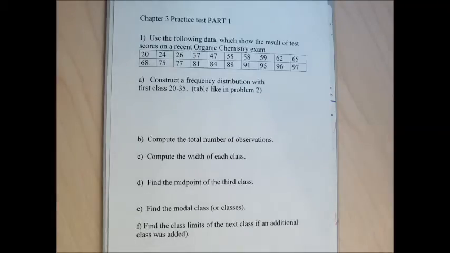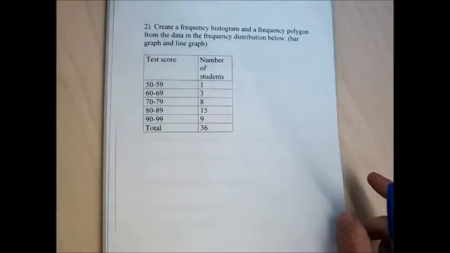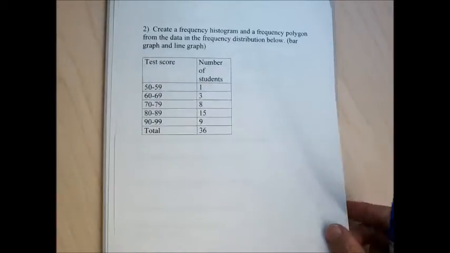Chapter 3, I think, is the friendliest chapter, so I'll just jump into this. The first problem wants us to make a frequency distribution, and a frequency distribution is just a two-column table, and let me just go ahead and make this.